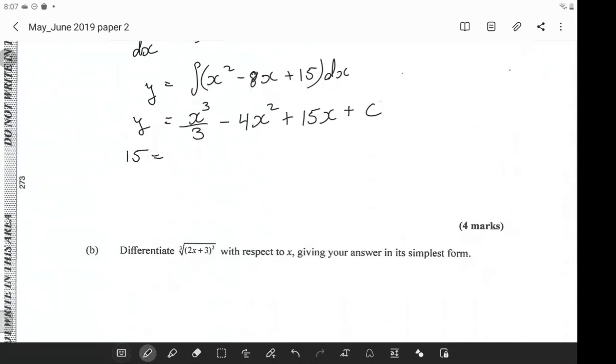So if x is equal to 3 and y equal 15, we have 15. x equal 3, 3 cubed is 27. 27 divided by 3 is 9. Minus 3 squared is 9, 9 fours are 36. Plus 15 threes are 45. And that's plus c here. So simplifying, we have 15 is equal to negative 36 plus 45, that is 9. 9 and 9 is 18.